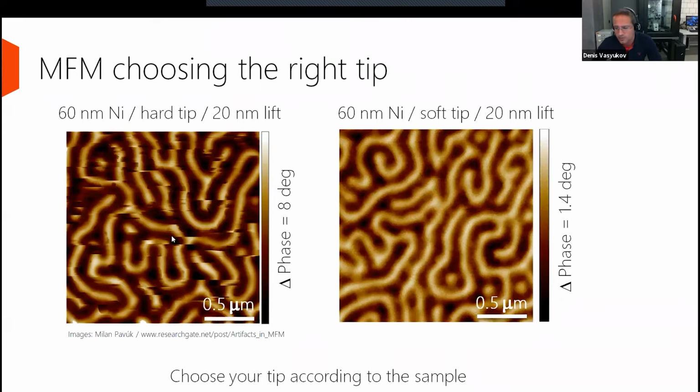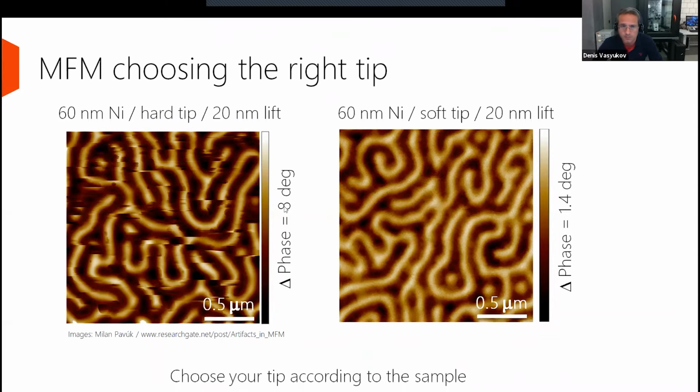So in the way it looks or works in reality, I found these two images on ResearchGate. The researcher here was studying a 60 nanometer nickel film deposited on silicon with a hard tip and with a soft tip. In both cases, he used a 20 nanometer lift of the tip above the surface. You see already on the left image, made with a hard tip, the signal to noise is pretty good. The phase difference between the dark region and the bright region is about 8 degrees.